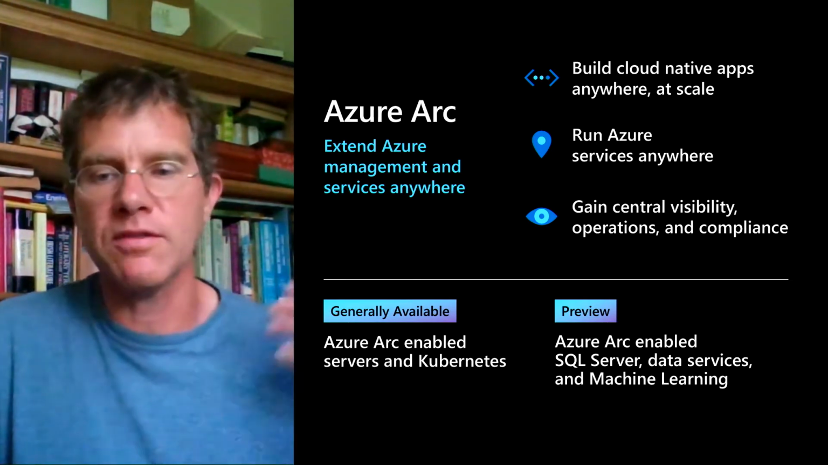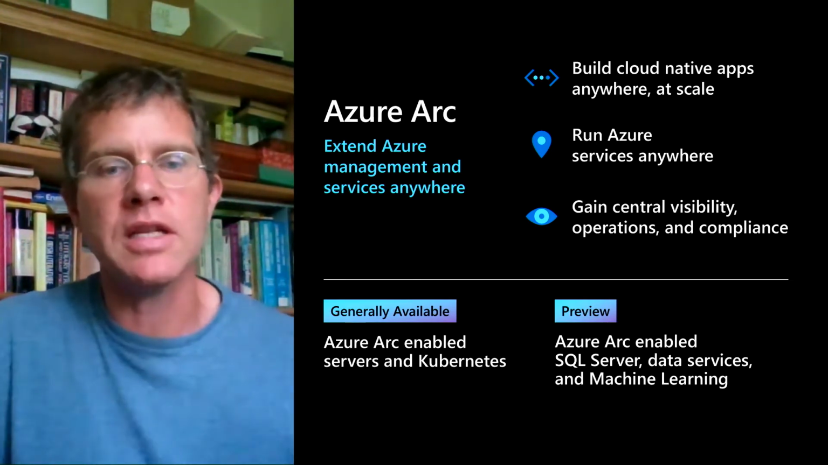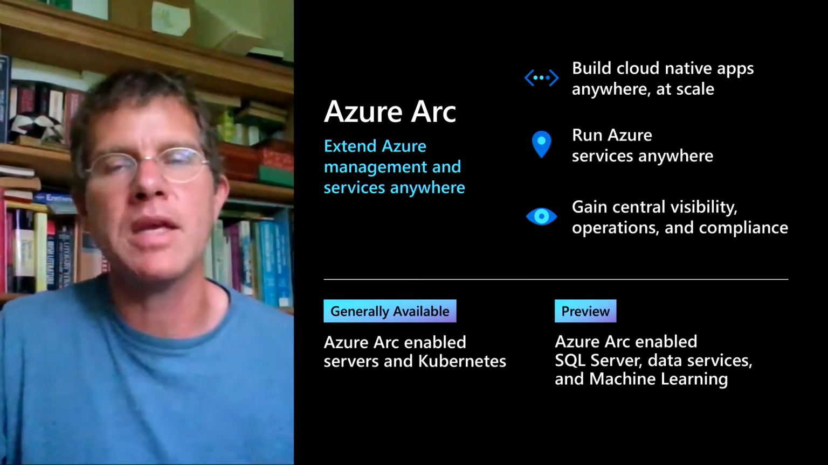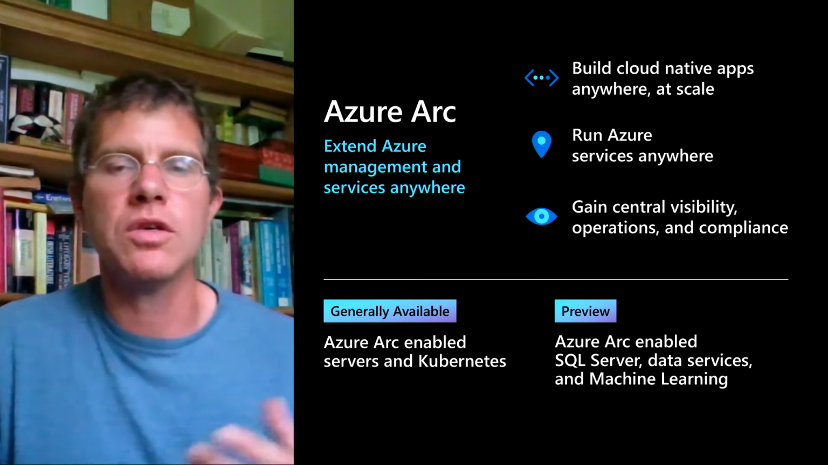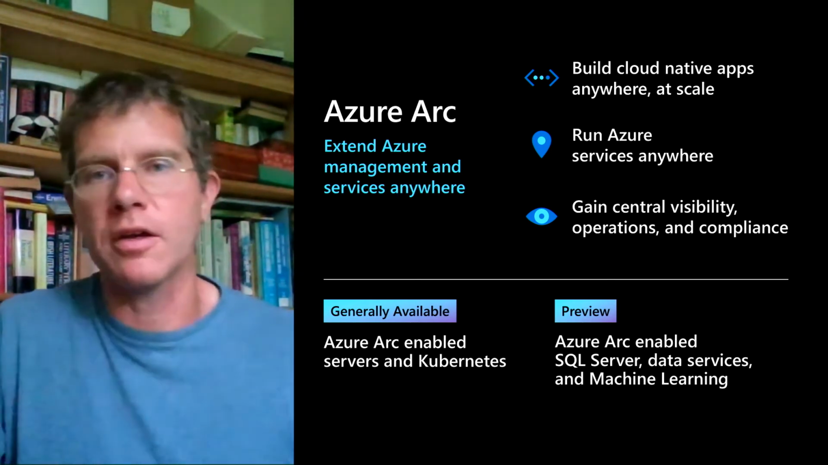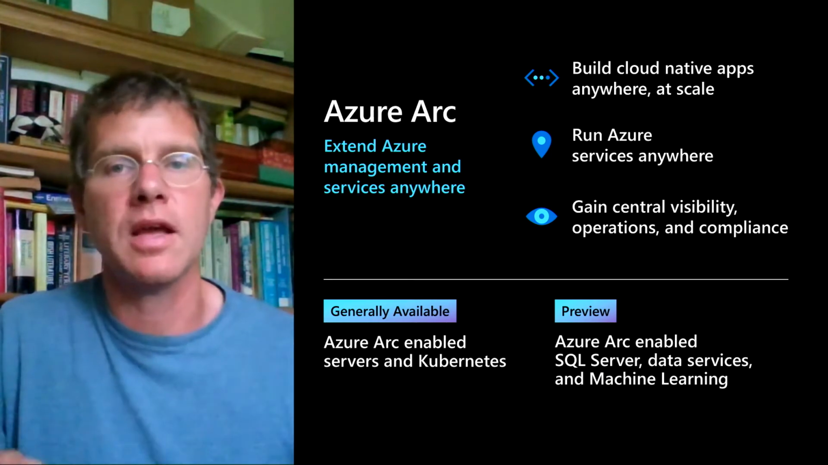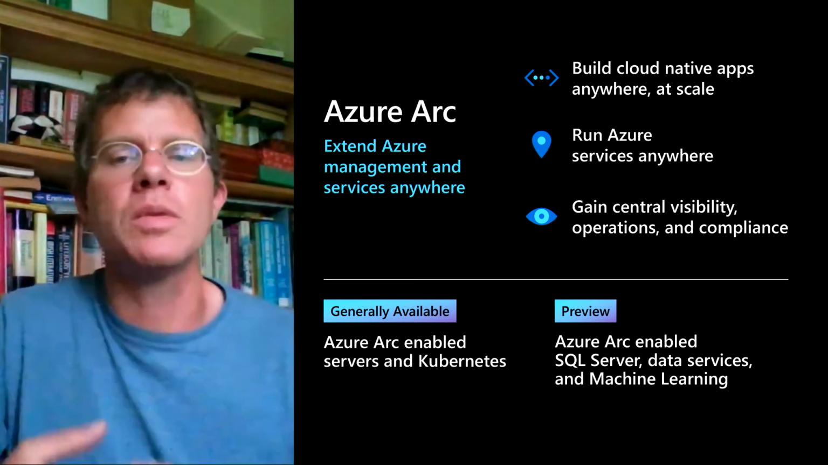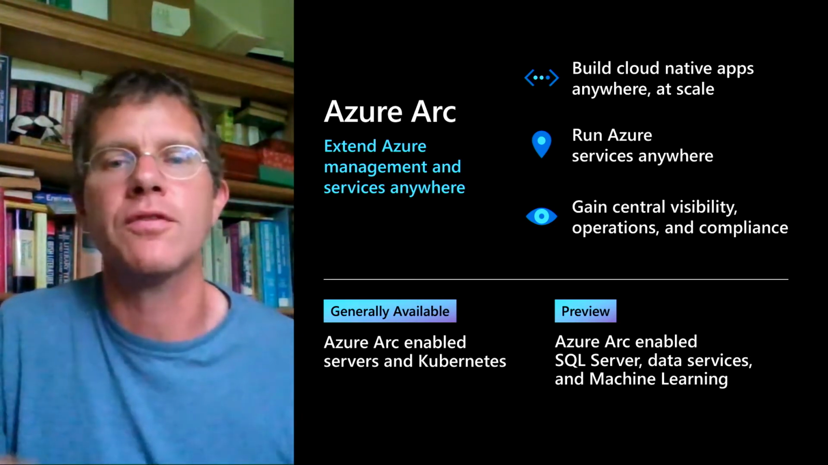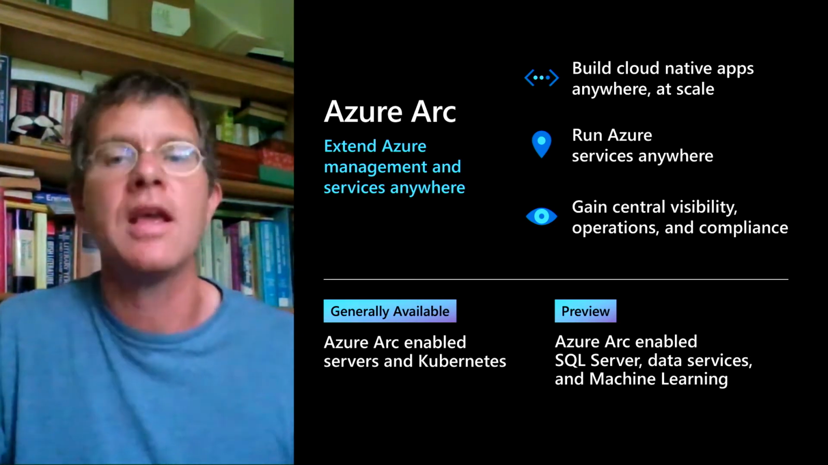Now, I want to talk about what's available right now today. Generally available, we have Arc-enabled servers and Kubernetes. So what that means is that with Azure Arc, you can manage Windows or Linux servers no matter where they are, whether they're in other clouds, whether they're on-premise, or anything else like that. You can also manage Kubernetes wherever it is. And this isn't just sort of an Azure Kubernetes. Azure Arc for Kubernetes works with any Kubernetes anywhere.